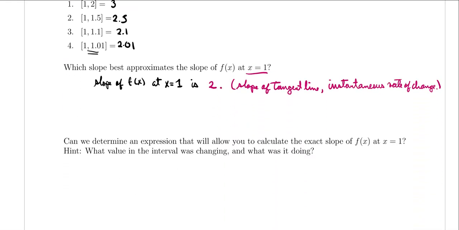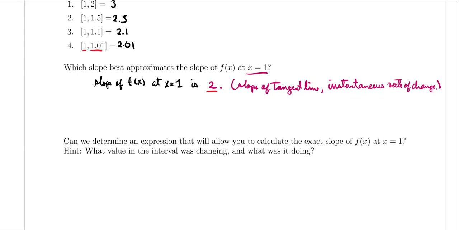Alright, now, here's what I want you to think about. Can we determine an expression that will allow us to calculate the exact slope of f(x) at x equals 1? Because we already know that the slope was 2, but the way that we got it was by selecting smaller and smaller intervals between our x values and seeing what value they seemed to be approaching. But is there a formula for it? Well, I'm going to give you a hint here.